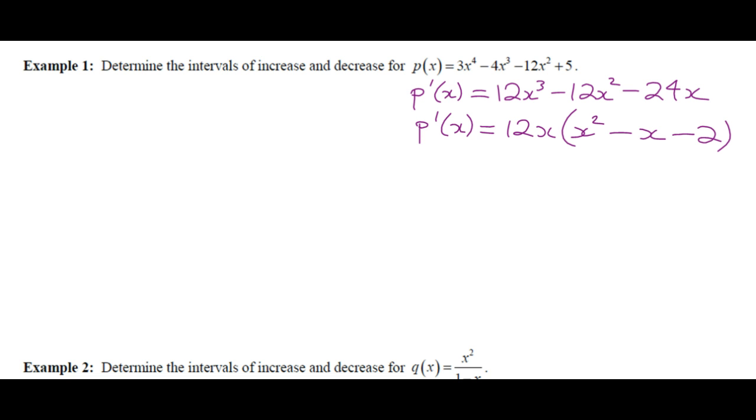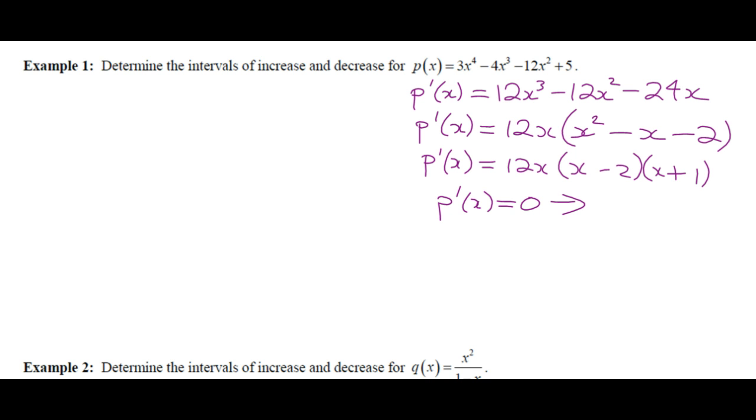And I can factor x squared minus x minus 2, into x minus 2 times x plus 1. Yeah. Now, for tomorrow, all you've got to do is the first line of that, right? So we're just interested, what's the derivative? Okay. So, we know that p prime of x, the derivative, is equal to 0 if what? What can x be to make this 0? 0.